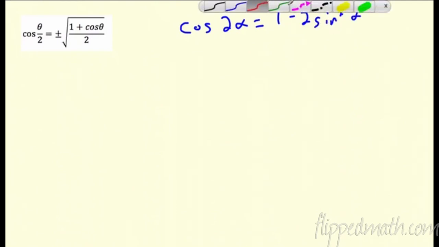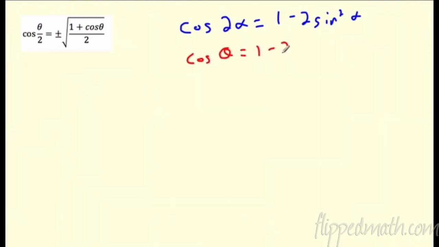Again, the trick to this one is I'm going to put theta in there for cosine. That is the whole trick. And then this is going to be half of theta to make it work. Now I want to get sine squared theta over 2 by itself. To do that, let's subtract 1 from both sides.